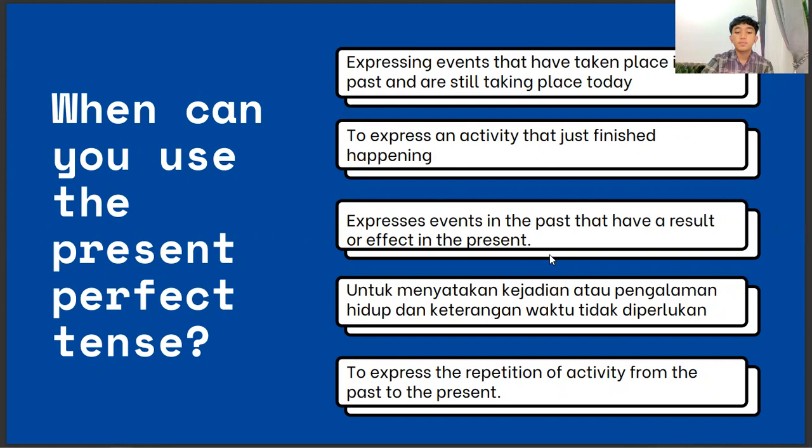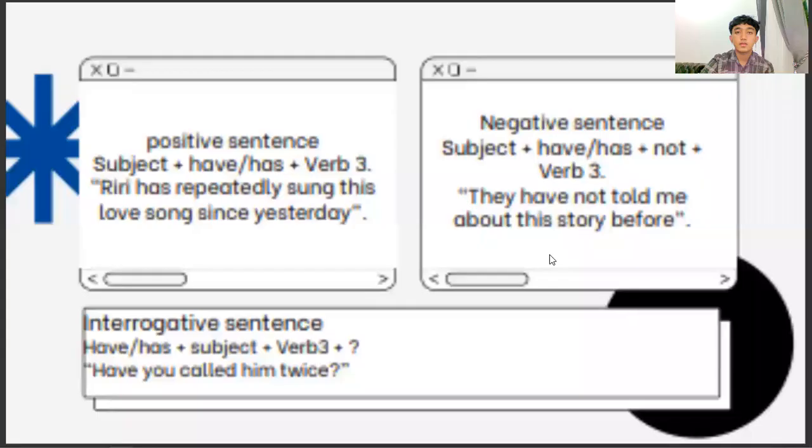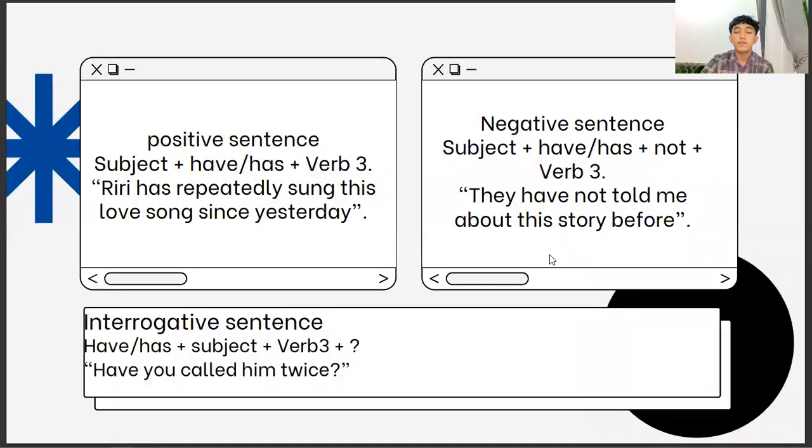Number 4, to express an event or experience and time information is not needed. Number 5 is to express the repetition of activity from the past to the present. And for the structure, if you use positive form, you can use subject plus have or has plus verb 3. The example is like, Riri has repeatedly sung this love song since yesterday.